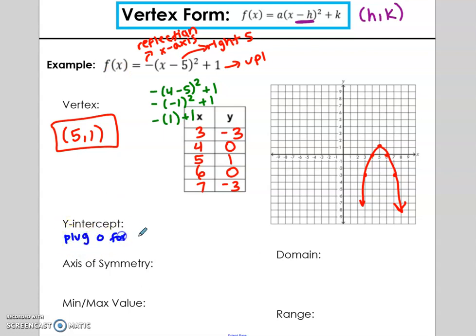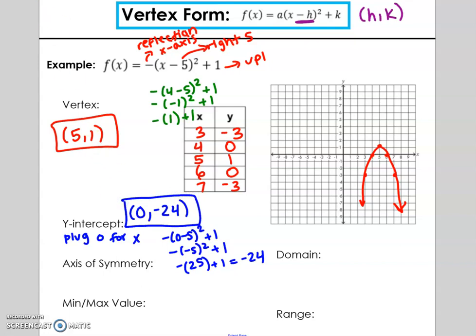So if I plug in 0 for x into this function, okay, we're going to get negative 0 minus 5 squared plus 1. So 0 minus 5 is going to give us negative 5 squared plus 1. Negative 5 squared is 25. The negative stays in front because that is a negative 1 in the front of everything. Negative 25 plus 1 is going to give us negative 24. So for the y-intercept, the x is 0 and the y value is negative 24.